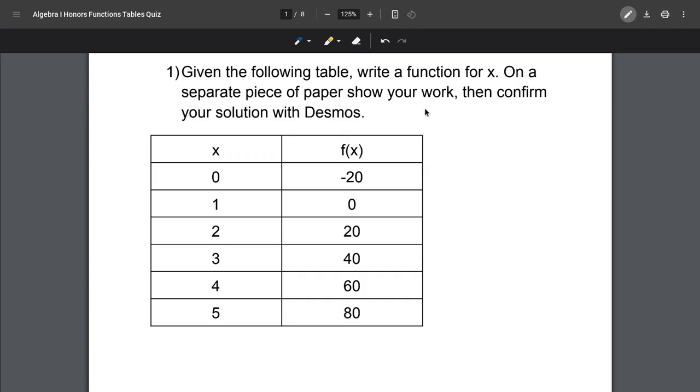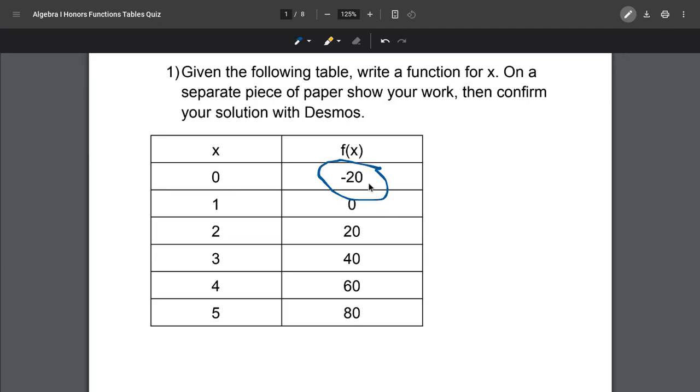So problem 1, given the following table, write a function for x. On a separate piece of paper, show your work, then confirm your solution in Desmos. We're just going to write the function for the review here. So we've got x values here, 0 through 5, and then f of x values. The first one I want to look at here is this negative 20. If we have a linear function, that's my intercept. If we have an exponential function, that is my initial amount.